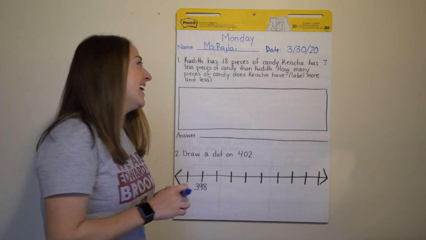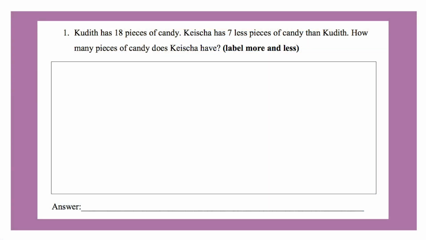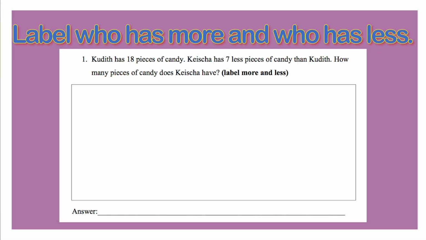You're welcome. Okay, so I'm going to start off by reading number 1. Cudith has 18 pieces of candy. Keisha has 7 less pieces of candy than Cudith. How many pieces of candy does Keisha have? Label more and less. Okay, so I'm going to give you some time to label who has more and who has less.